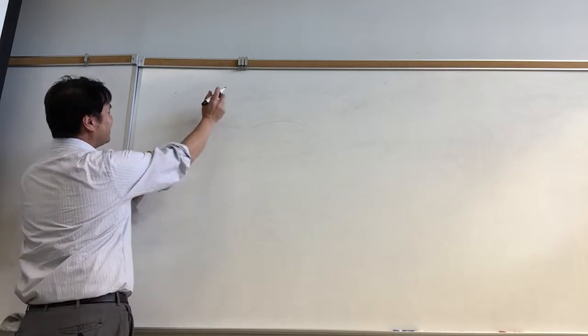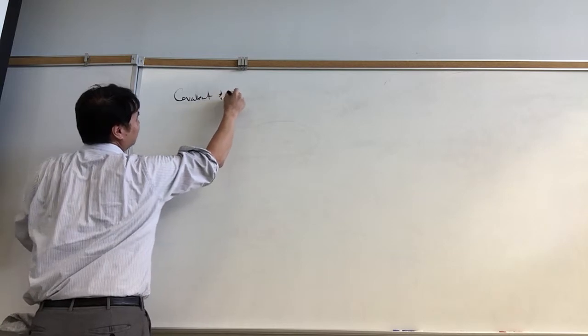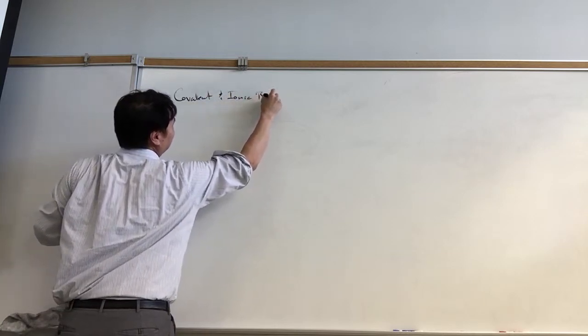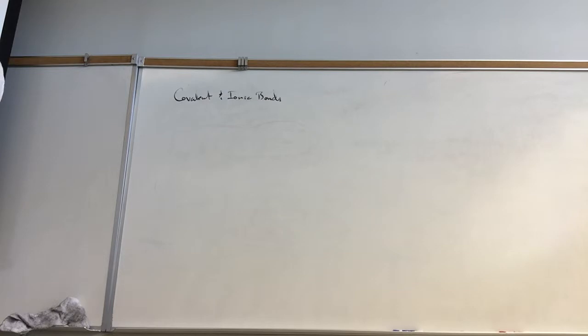Today we're going to talk about bonds. We're going to talk about covalent and ionic bonds. Why do bonds form? If you look at most of the substances on the periodic table, most of them occur in nature as compounds. Some of them do occur as elements, like gold, which you can find as elemental gold. Copper you may be able to find. But a lot of the elements are more stable as compounds rather than elements.